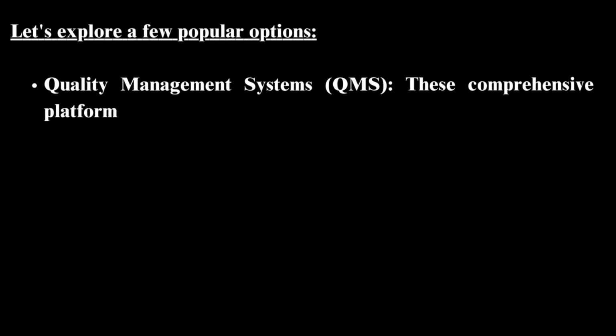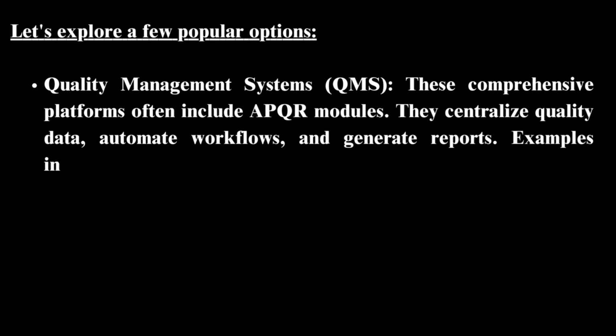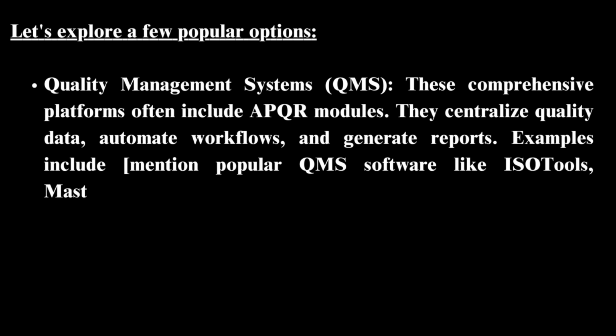Quality management systems. These comprehensive platforms often include APQR modules. They centralize quality data, automate workflows, and generate reports. Examples include popular QMS software like ISO Tools, Master Control, or Qualities.